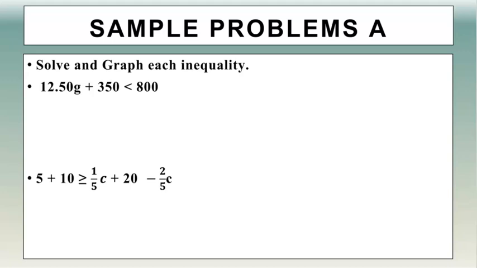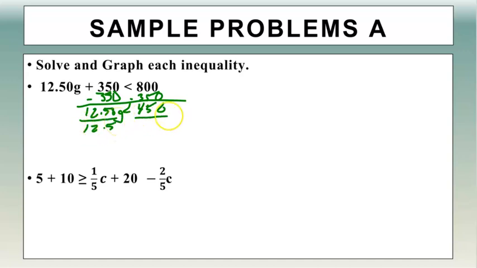So we have 12.50g plus 350 is less than 800. We want to get the 12.50g by itself, so the opposite of adding 350 is subtracting 350. So I'm doing that on both sides. And that's going to give us 450. Still less than, and then we have 12.50g here. And the opposite of multiplying by 12.5 is divide by 12.5.